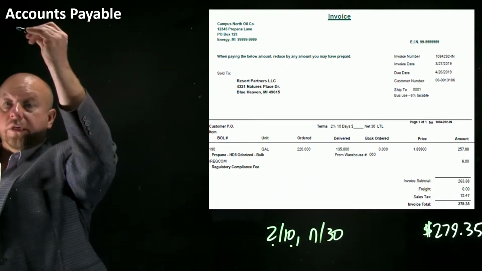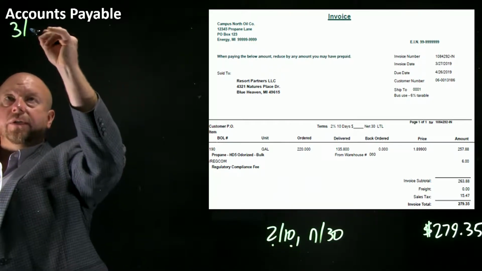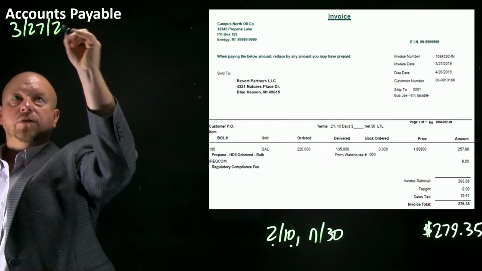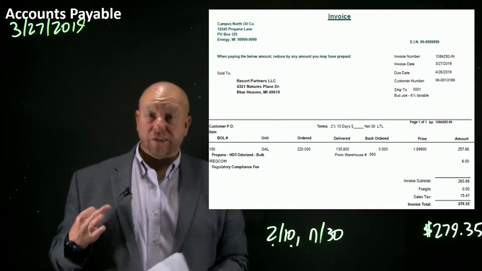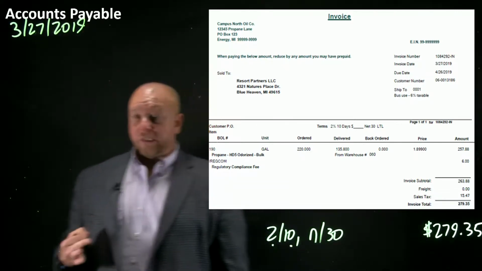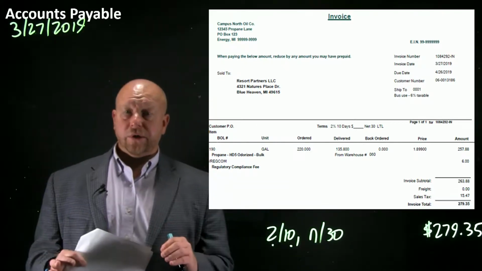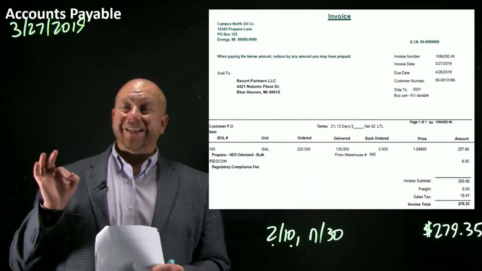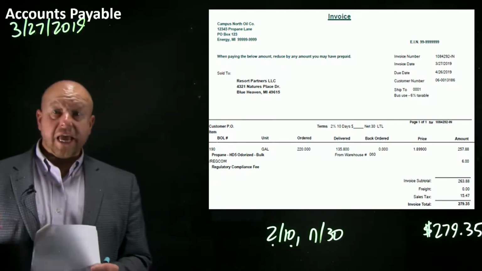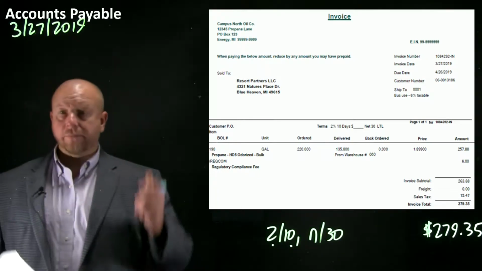$279.35. The initial transaction is not particularly difficult to record. So March 27, and of course, we're probably not actually making this journal entry on March 27. There's a good chance that we're sitting at the computer entering this invoice sometime in early April. But we're going to date it March 27 because that is the date that we received the propane.